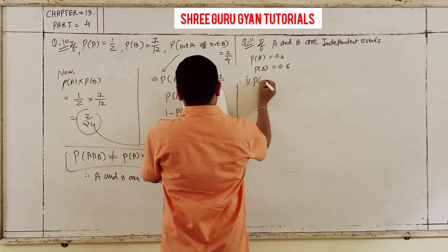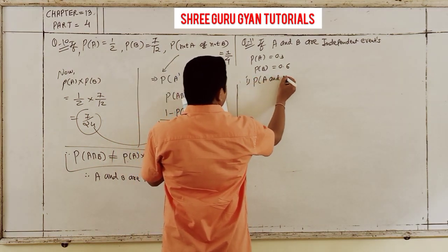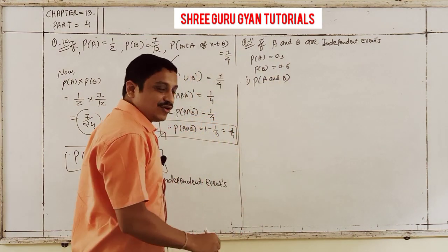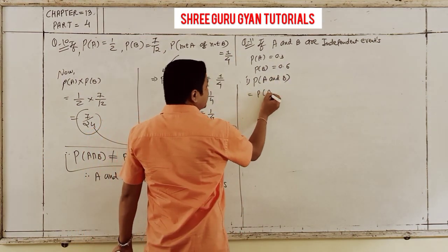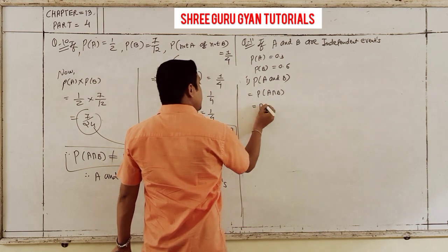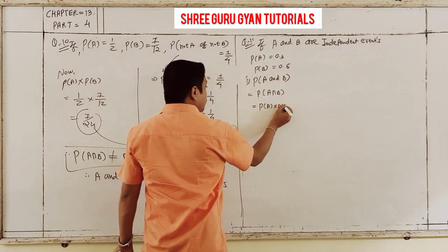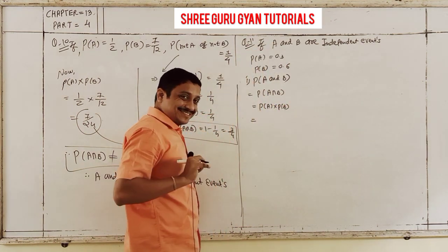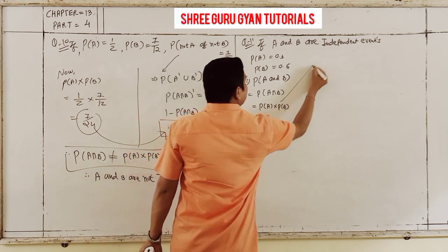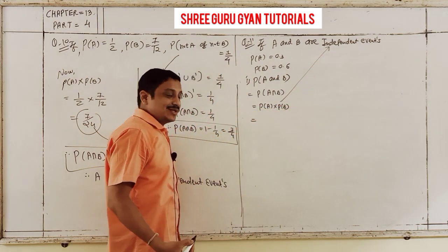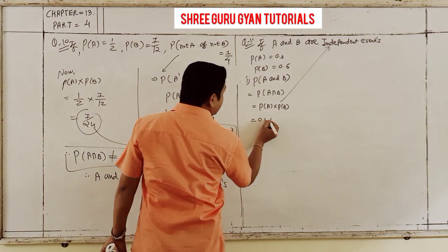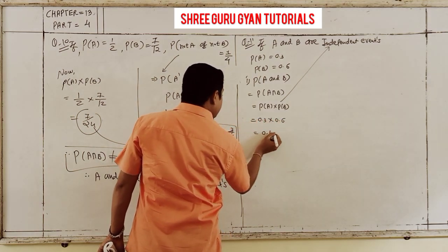My first target, A and B. What is the meaning of A and B? Intersection: P(A) into P(B), because independent is given. So under these conditions I will apply the product rule. And P(A) I have 0.3, 6 3s are 18.